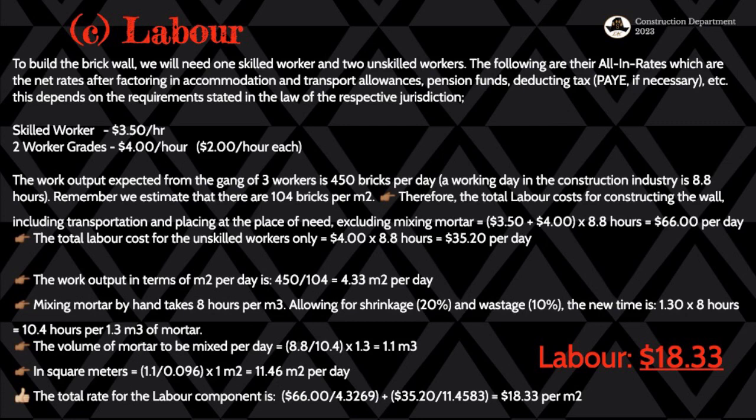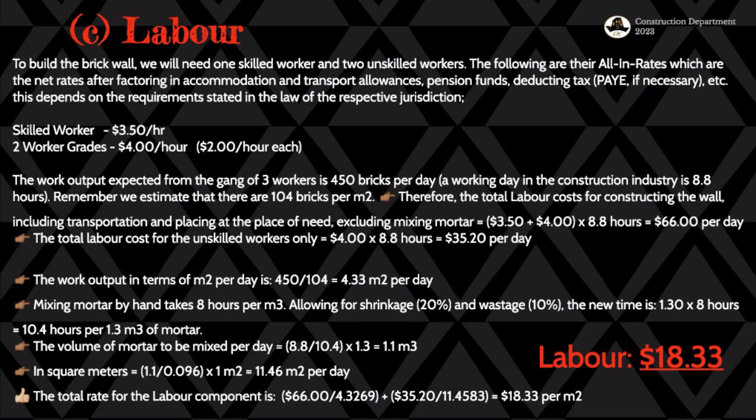Therefore, the total cost for constructing the wall, including transportation and placing at the place of need, like taking from the pile to where the wall is going to be constructed, excluding mixing the mortar, that's very important, will be equal to $3.50 plus $4 multiplied by the number of hours. So we are going to get the total money that is going to be paid per day for both the skilled worker and the unskilled workers, which is around $66 per day.